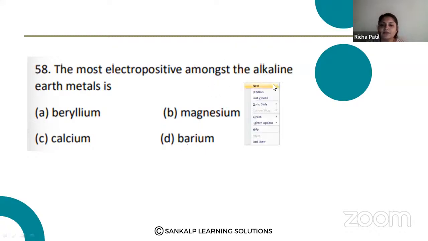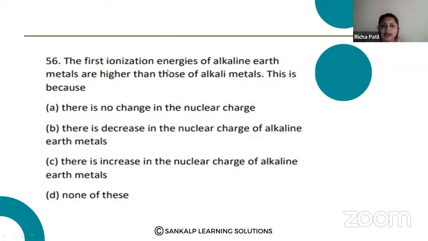Next, the first ionization energies of alkaline earth metals are higher than those of alkali metals. What is the reason why the first ionization energies of alkaline earth metals are higher than those of the alkali metals? It is B. There is an increase in the nuclear charge of the alkaline earth metals.